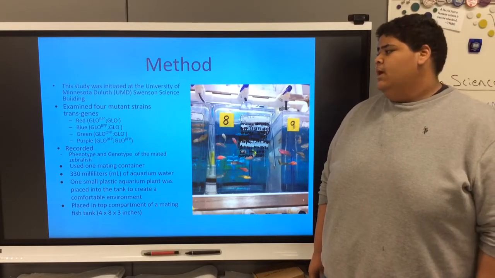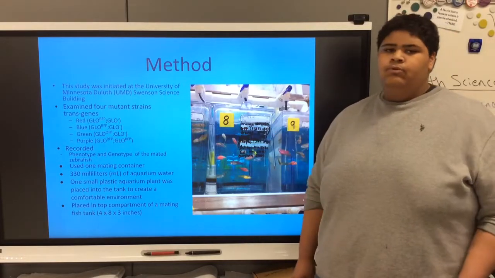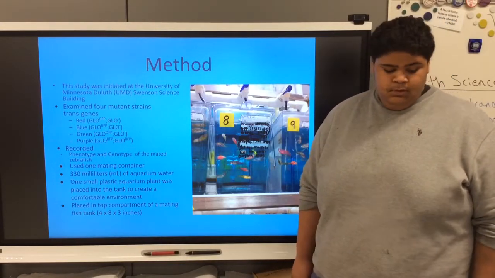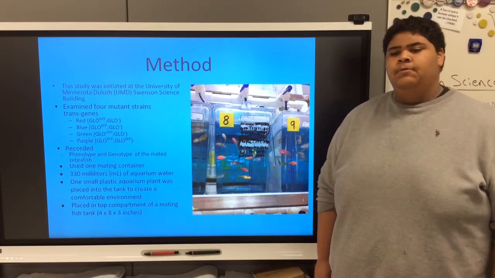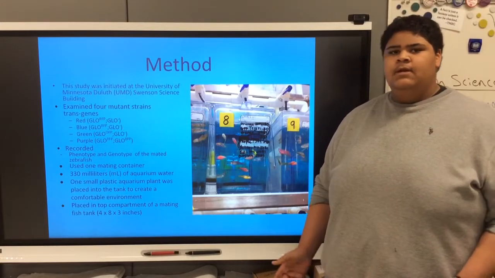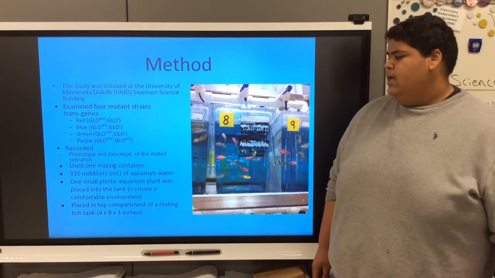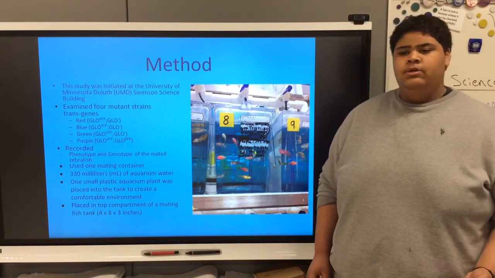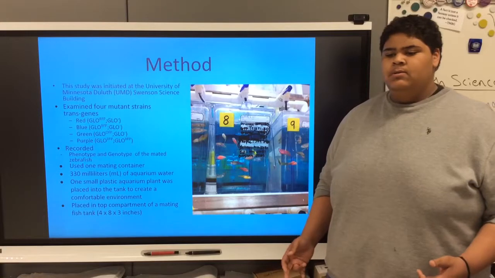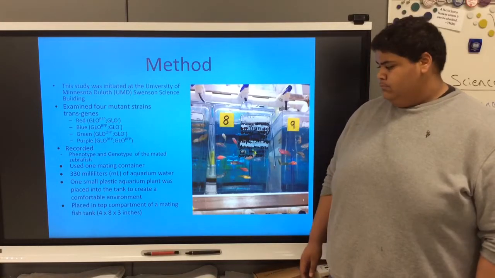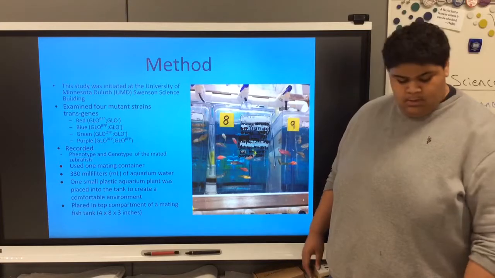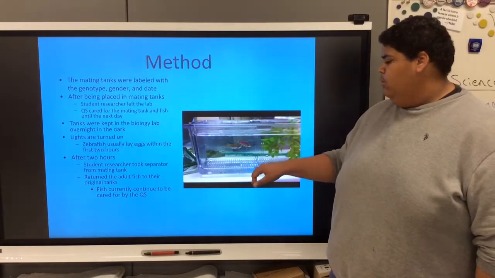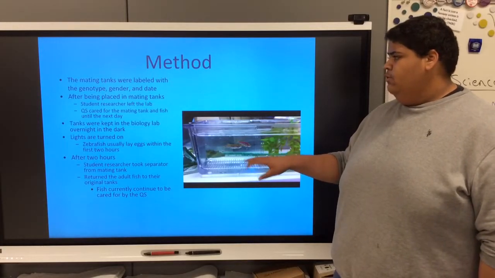Science Building, and I examined four mutant strains, red, blue, green, and purple, and I recorded the phenotype and genotype of the mated zebrafish. I used one mating tank per fish I mated, with one male and one female, and one plastic aquarium plant in the tank, so I provided an environment that was suited for them. I placed a compartment with slits in it, as you can see right here, so the eggs, when they were laid, go through them, and the fish couldn't do anything to them.